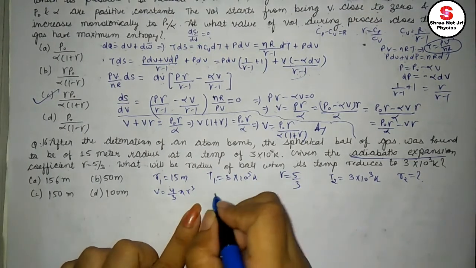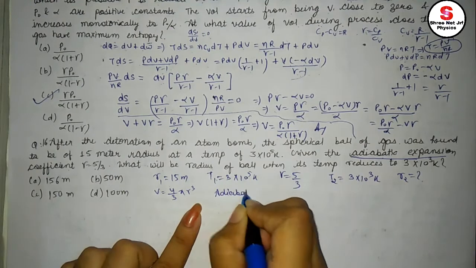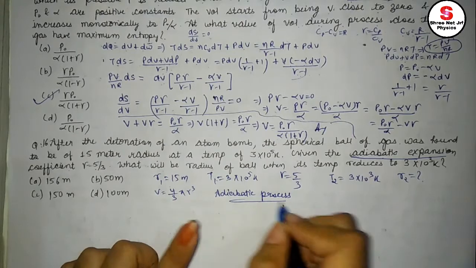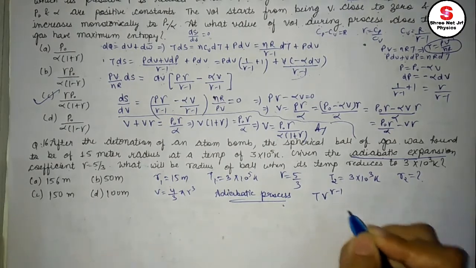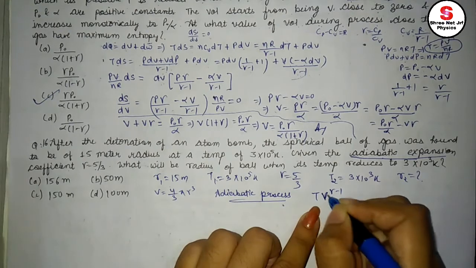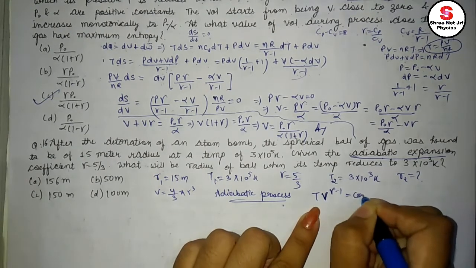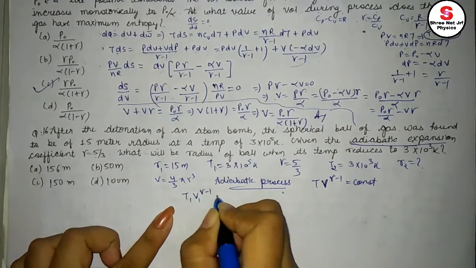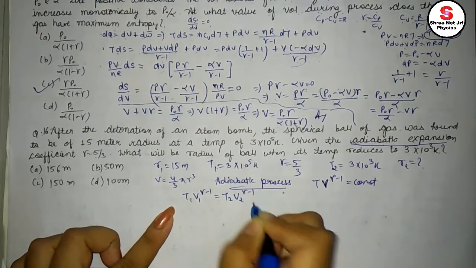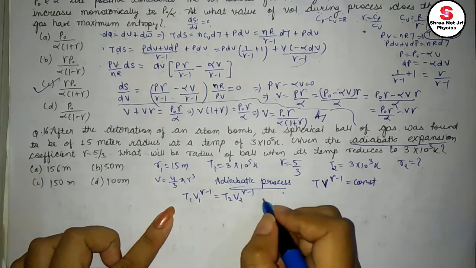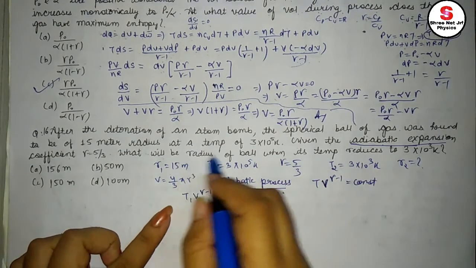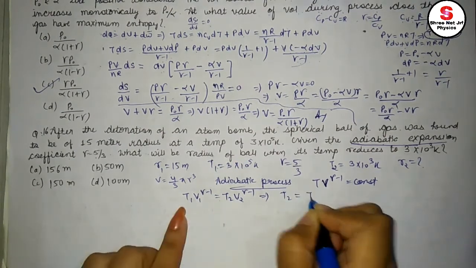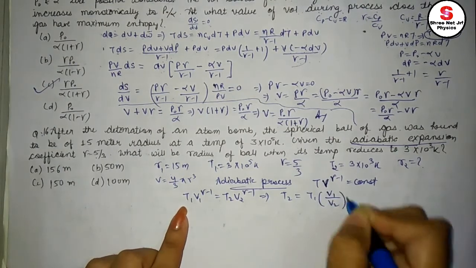So let's start. For an adiabatic process, we know the relation between V and T is T V to the power gamma minus 1 equals constant, right? That means T1 V1 to the power gamma minus 1 is equal to T2 V2 to the power gamma minus 1. Okay, from here I need to find the radius. Just keep solving, you will get T2 equals T1 times V1 divided by V2 to the power gamma minus 1.